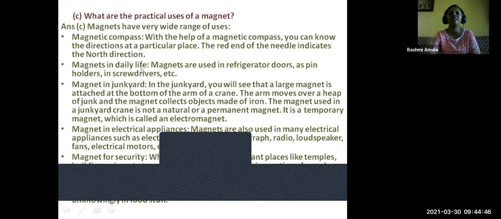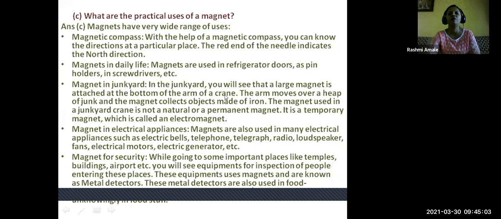Second point, magnets in daily life. Magnets are used in refrigerator doors, in pin holders, in screwdrivers, etc. Magnet in junkyard. In the junkyard, you will see that a large magnet is attached at the bottom of the arm of a crane. The arm moves over a heap of junk, and the magnet, junk means trash, okay, waste materials, collects objects made of iron. The magnet used in junkyard crane is not a natural or a permanent magnet. It is a temporary magnet which is called an electromagnet.